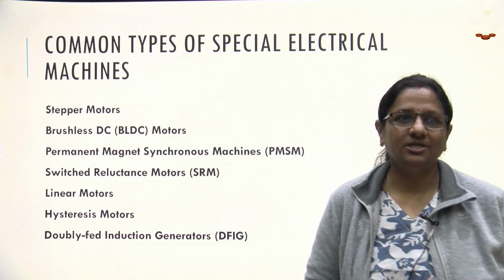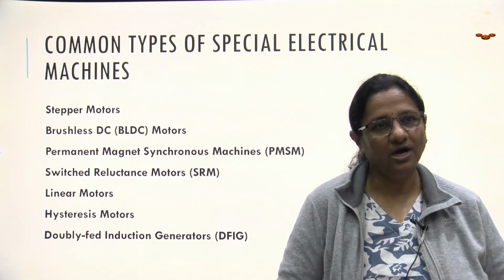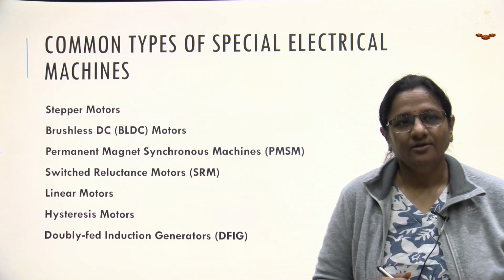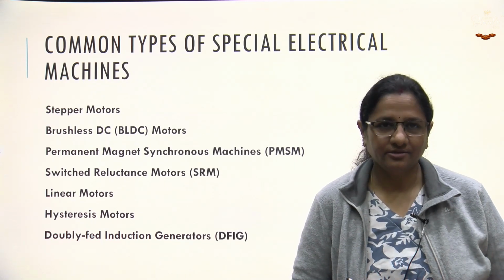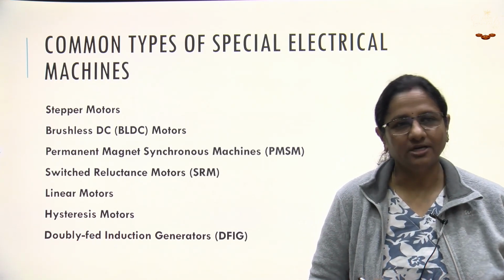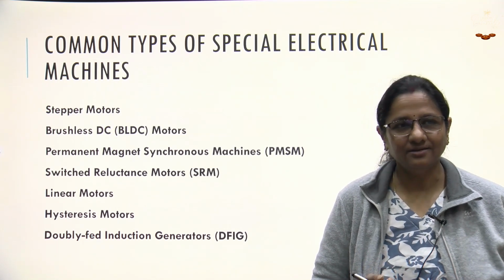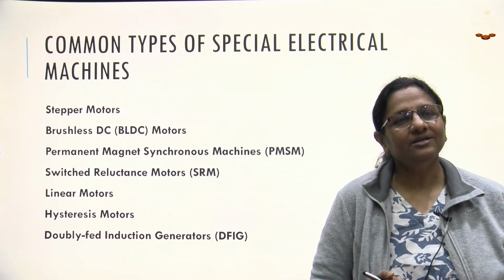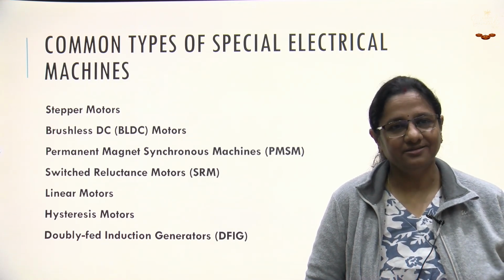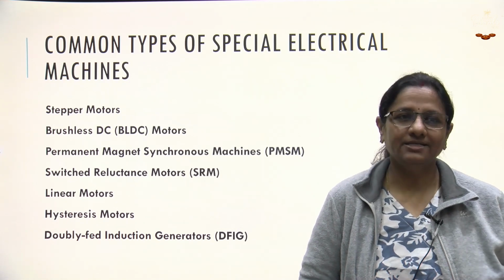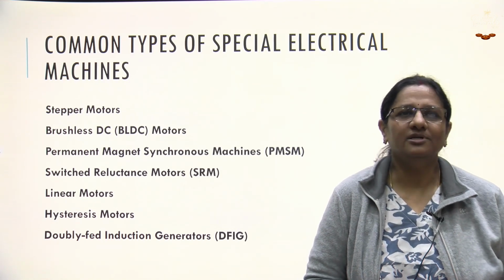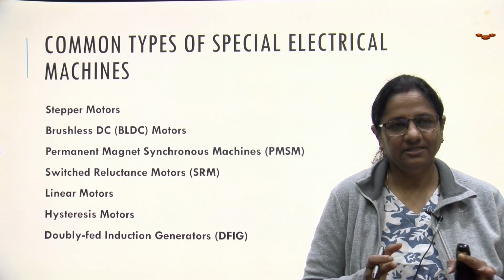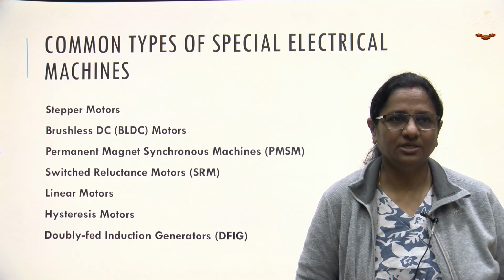Common types of special electrical machines are: we do have stepper motors, we have brushless DC motors, permanent magnet synchronous machines, PMSM, switched reluctance motors, SRMs, linear motors, hysteresis motors, and doubly fed induction generators. Besides this, single excited induction generators also fall under the category of special electrical machines, and they would be covered in the syllabus of special electrical machines.